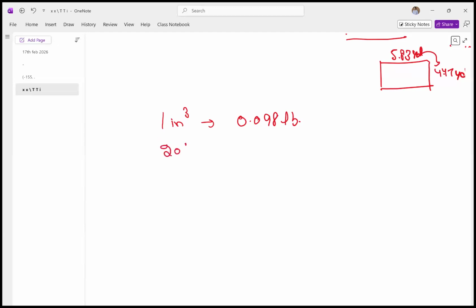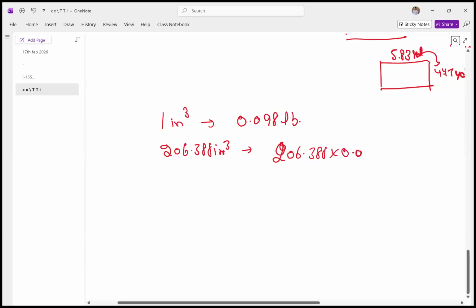Okay, so whatever number we got, 206.388 inch cube, will weigh how much? So multiply 206.388 by 0.098, that's gonna give you the final answer, 20.2 pounds. That's the final answer.